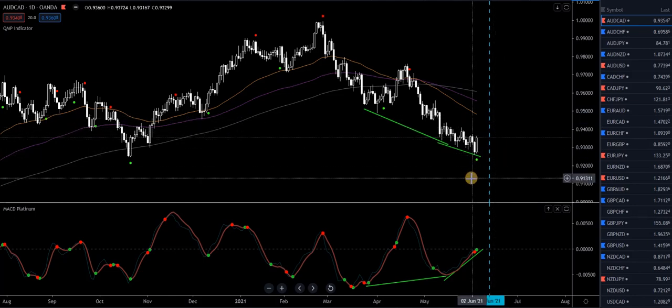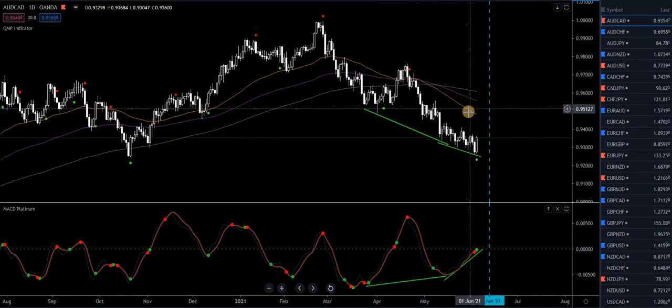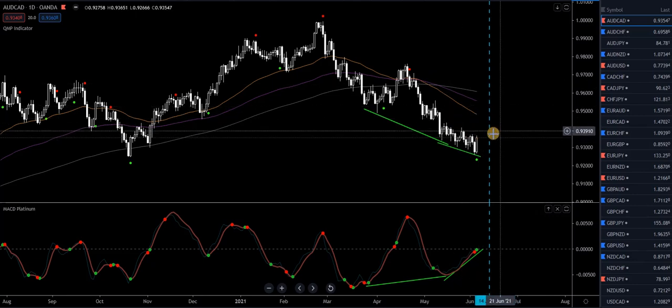But in the meantime, so we've got AusCAD. So here we have AusCAD. All these pairs are on Oanda. So these are a completely different watch list. I've switched from FXCM to Oanda just so that there's no conflict.